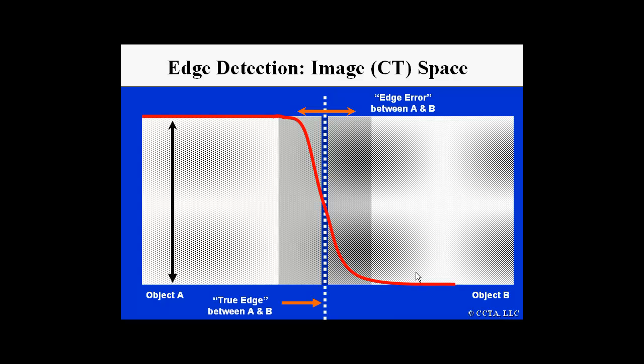If we display the entire set of CT data within the full 2000 grayscale level representation, the actual edge between A and B, the true edge, is called the full width half maximum. That is the density exactly between the maximum density in object A and the maximum density in object B.